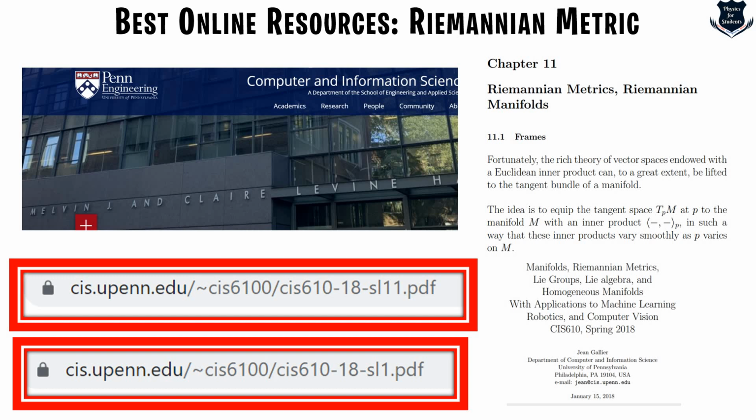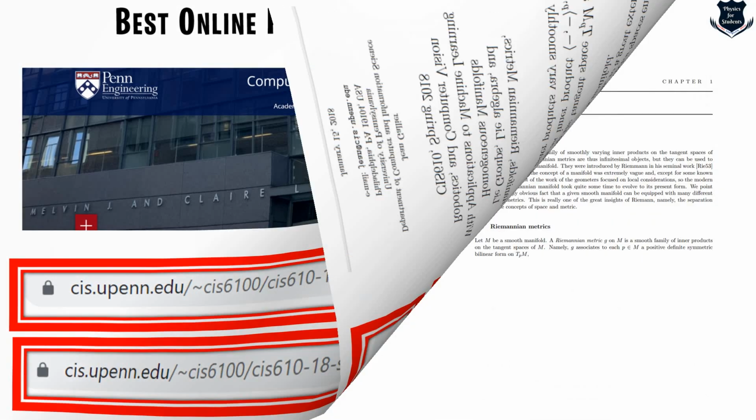It is one.pdf, and it is actually written by Jean Gallier of that university, and it deals with manifolds, Riemannian metrics, Lie groups, Lie algebra, and homogeneous manifolds. If you want to read that book itself, it is I think around 250-300 pages. You can go ahead with the last PDF download, the last link. But if you just want to do the Riemannian metric, the first one will be great.